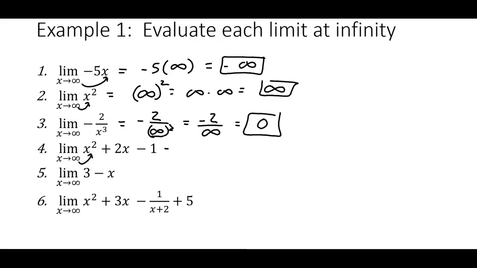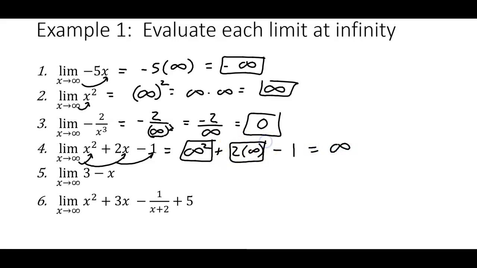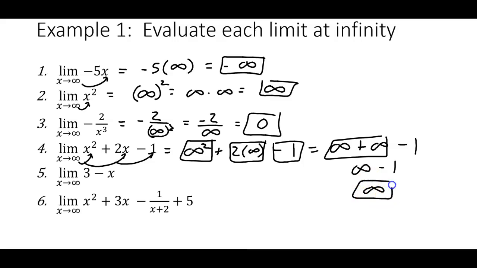Okay, let's do the next one. Here we're going to have infinity squared plus 2 times infinity minus 1. Well, we've already done this earlier. That's just infinity. We've done infinity times a number. We know that's infinity. And then we have minus 1, which we'll just bring over. We know that infinity plus infinity is infinity. And we also know that infinity minus 1 is infinity. So the final answer there is infinity. Infinity's weird, isn't it?